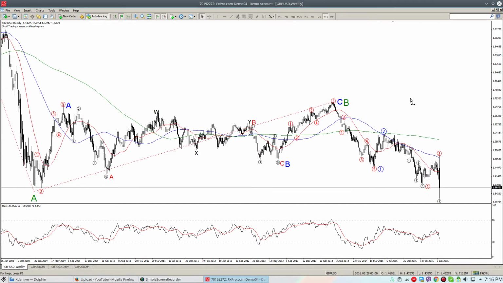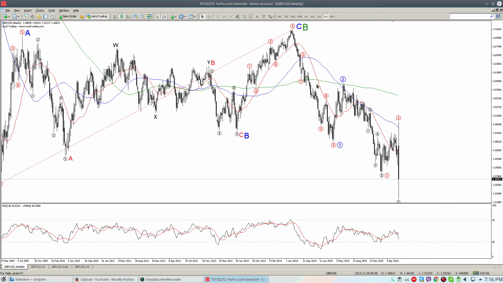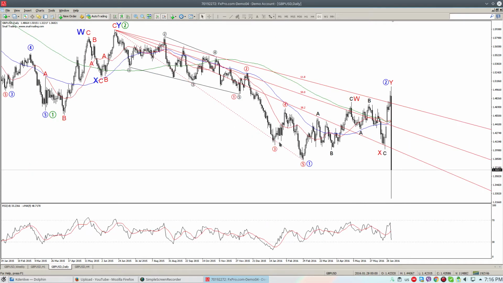therefore we have to count this as 1, 2, 1, 2, being on a wave 3 that will drag prices to much lower levels. Looking at the daily chart, it is more easily visible to the naked eye, the overlap that this rebound had with this low here.